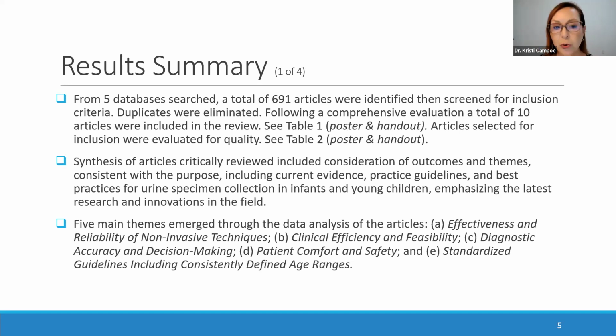Synthesis of articles critically reviewed included considerations of both outcomes and themes consistent with the purpose, including current evidence, practice guidelines, and best practices for urine specimen collection in both infants and young children, with an emphasis on the latest research and innovations in the field. Five main themes emerged through the data analysis, and we'll review each of those 5 next.